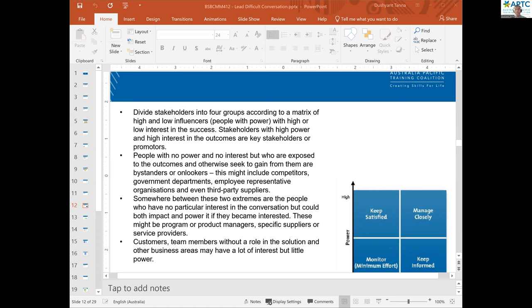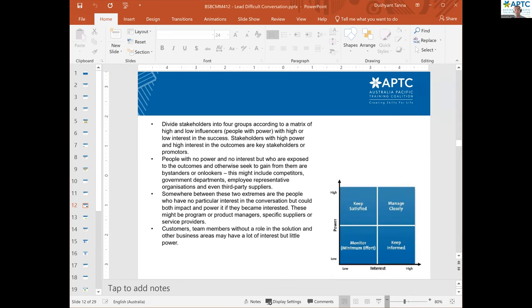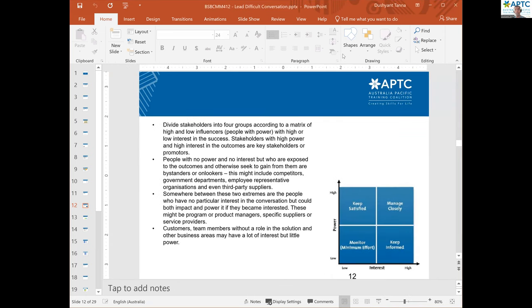Done. Now, this is important. Why? Now we are analyzing the stakeholders. You have to divide your stakeholders into four parts. 1, 2, 3, and 4. I drew it like this for a purpose.